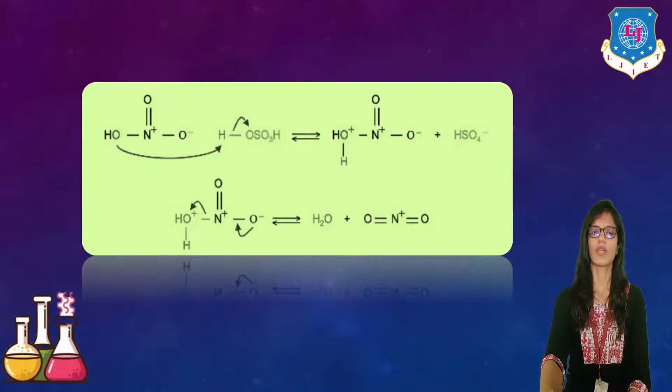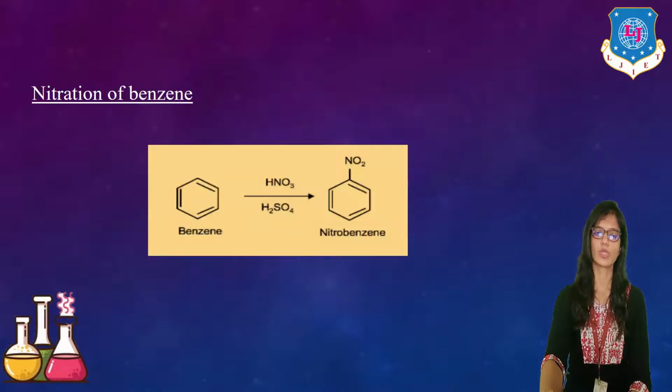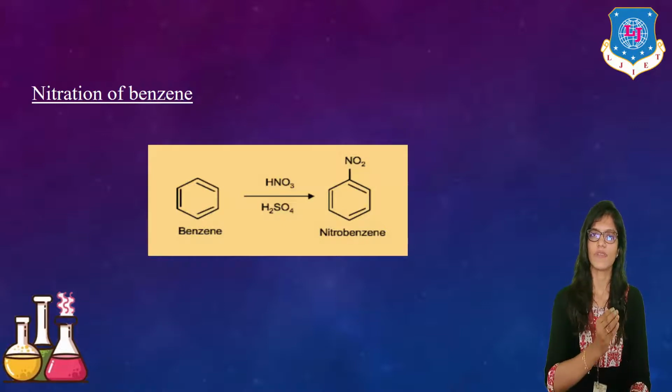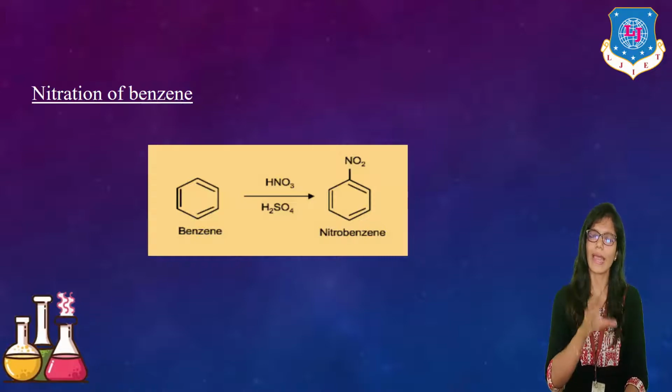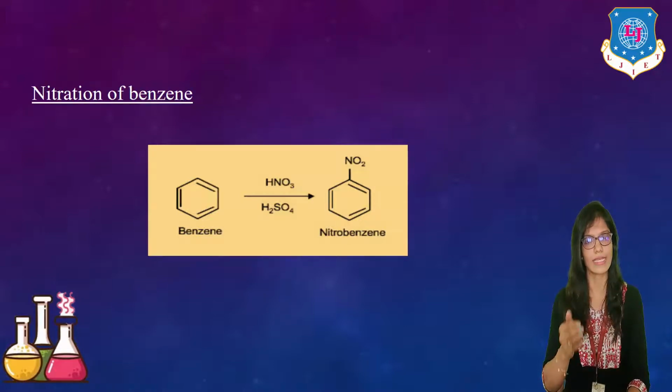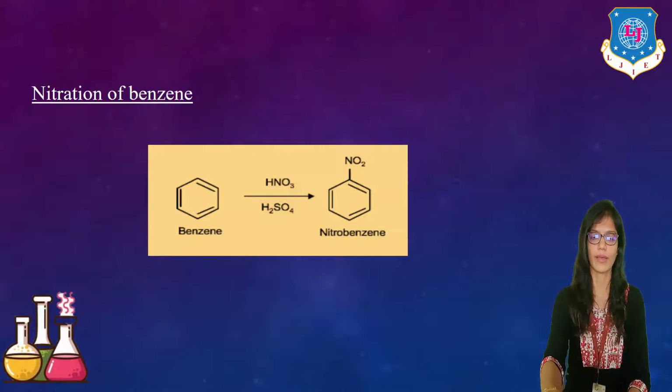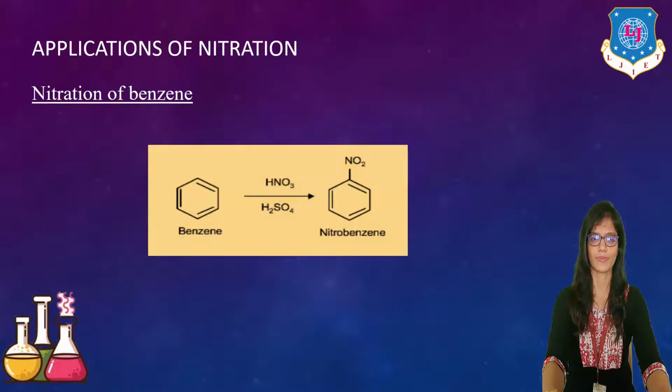Now let's see how nitration of benzene is done generally. Benzene reacts with concentrated HNO3 plus concentrated H2SO4 and converts itself into nitrobenzene. As I said, in the first step, HNO3 will be converted to NO2+ and H2O will be removed from it, and that NO2+ will attack a particular position on the benzene and attach to it, creating nitrobenzene. So this is basically an application of nitration.